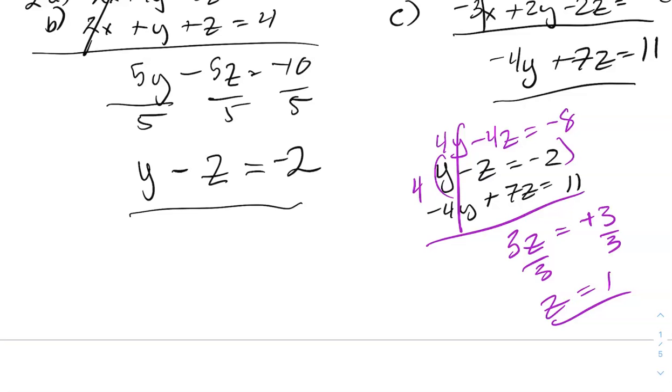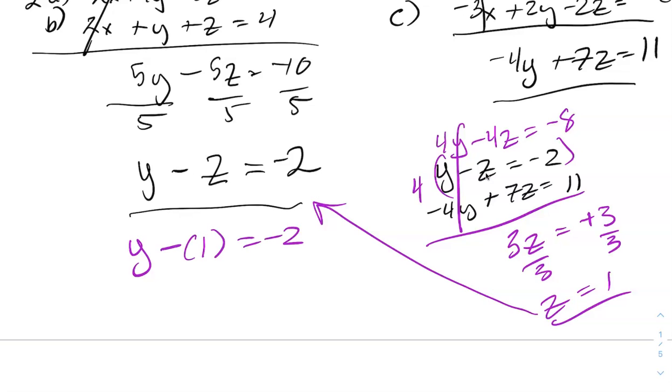Now we just work our way back up, right? I have z equals 1. I gotta find out the other 2. Well, plug it into one of these equations. I'll plug into this one, looks like the easiest. Y minus 1 equals -2. So add the 1 on both sides. Y equals -1.